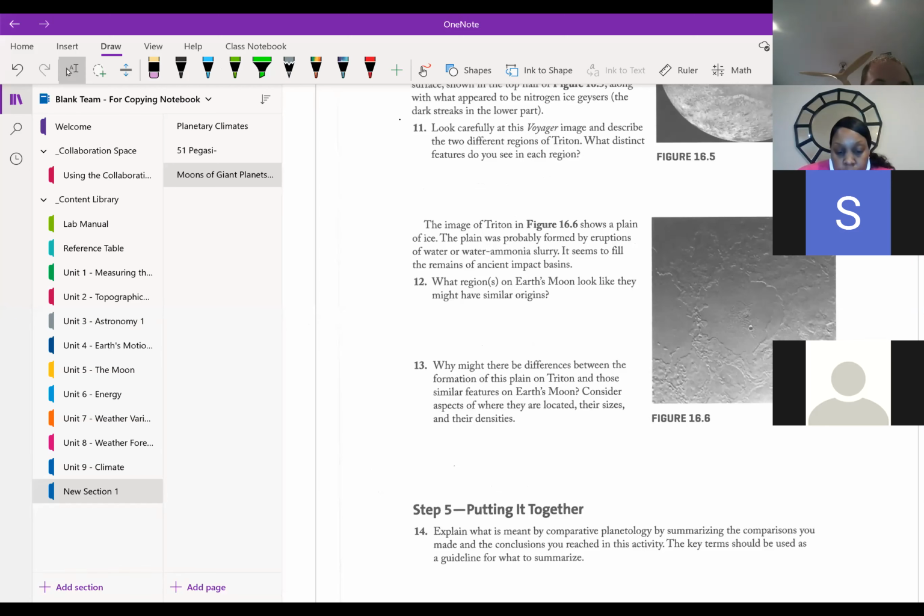Let's see if I can figure out how to get to the Zoom. Any questions on it? Am I still on with you guys? Yep. Yes. Yeah, because I lost you guys over here. I don't know how to go. There it is. There we go. Zoom.